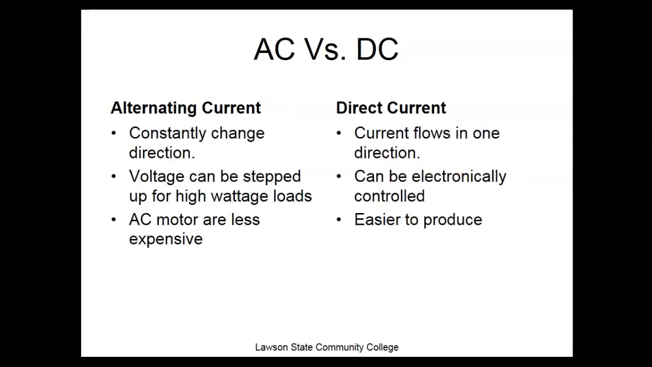So AC versus DC. AC is constantly changing directions. Voltages can be stepped up for high wattage loads. AC motors are less expensive. DC current flows in one direction, can be electronically controlled, and it's easier to produce. We can produce it chemically. There's all different types of ways we can produce DC. AC usually has to be done either electronically or mechanically.